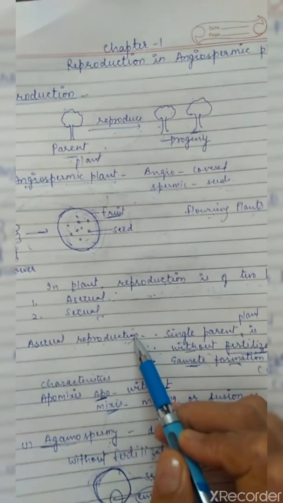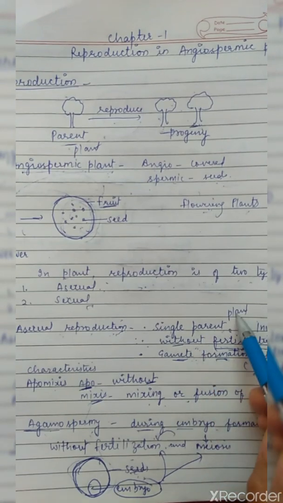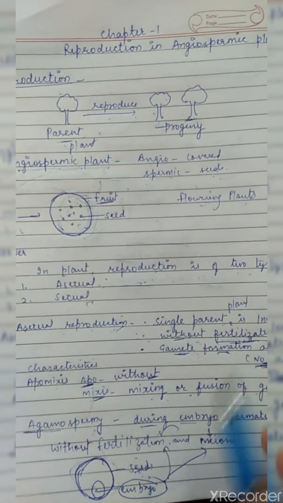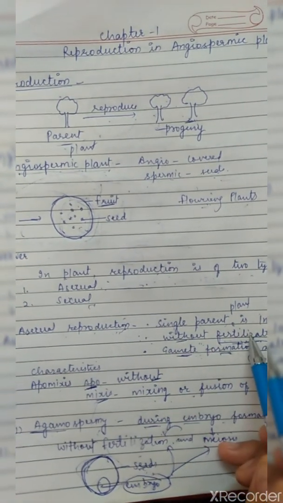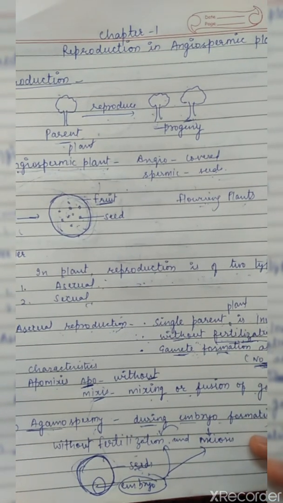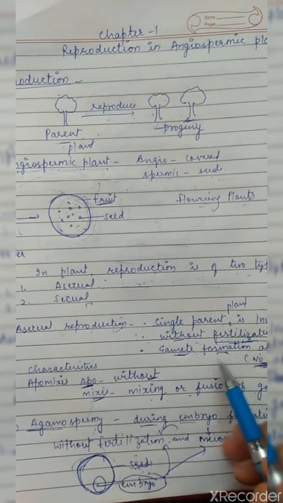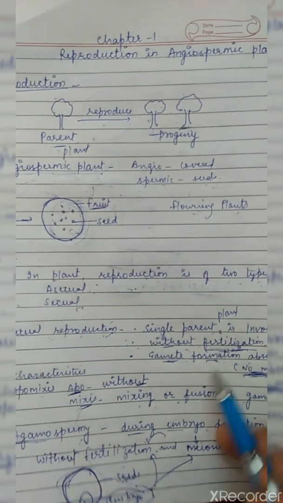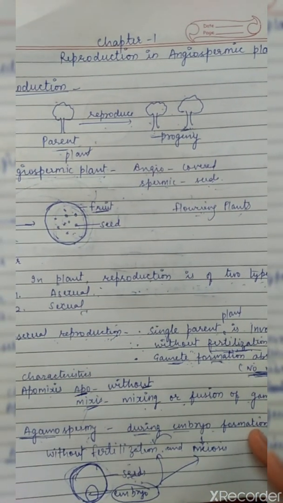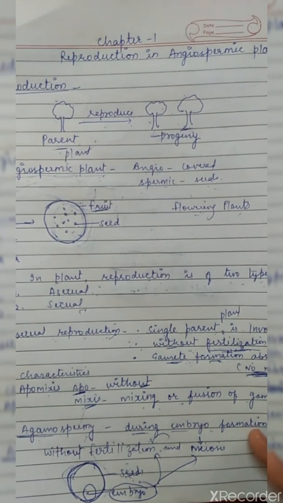Asexual reproduction is one in which a single parent plant is involved. No fertilization, which means fusion of gametes is absent. Gamete formation is also absent. Gamete formation takes place in the process of meiosis. So we can say meiosis is absent.